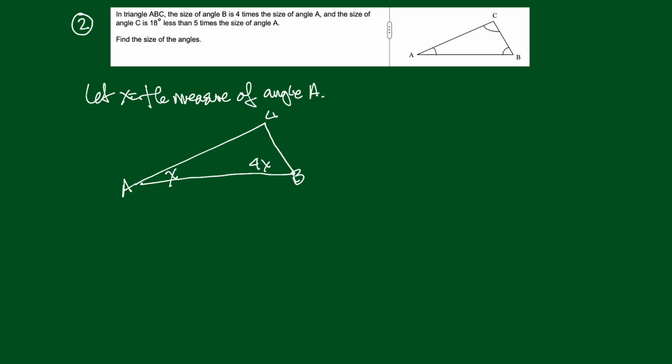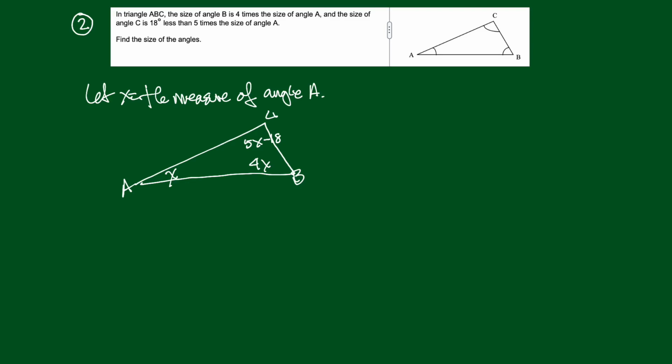All right, so if I say that this thing is 18 degrees less than something, I'm going to subtract 18. So I subtract 18 from 5 times A. But A is x, so that's 5x minus 18.